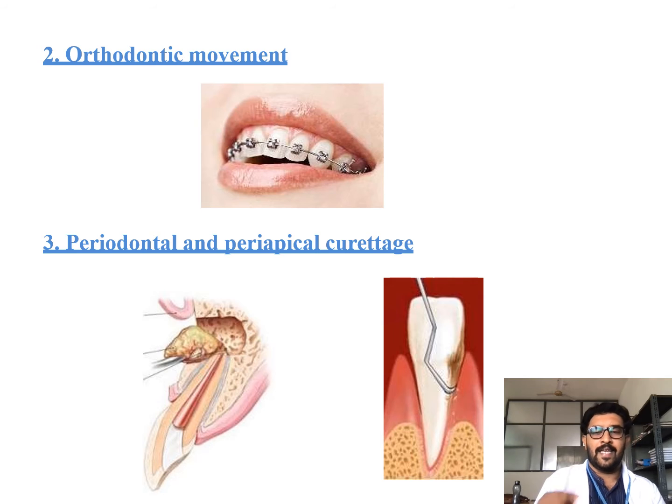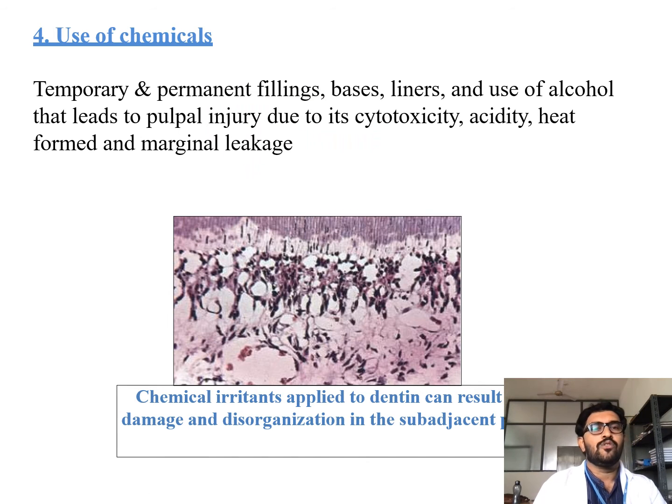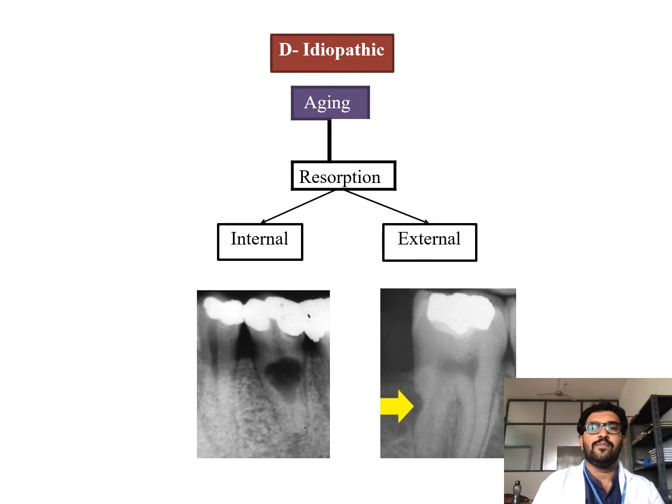Got it? Next comes the use of chemicals. What is the use of chemicals? Temporary and permanent filling bases, liners, and use of alcohol and others lead to pulp injury due to cytotoxic acidity, heat formed and marginal leakage. There is not much to make you understand in this slide, as the sentence is straightforward. Next comes idiopathic.